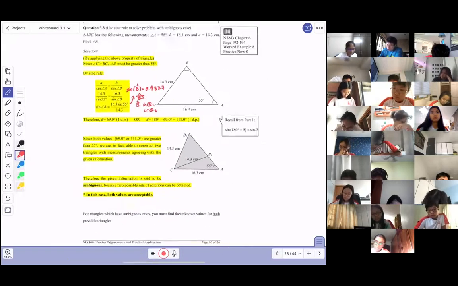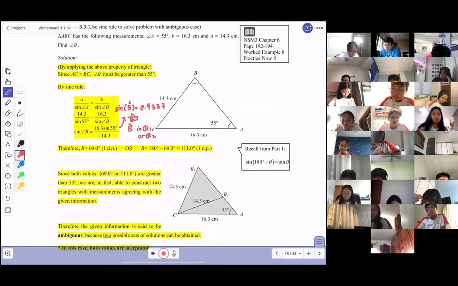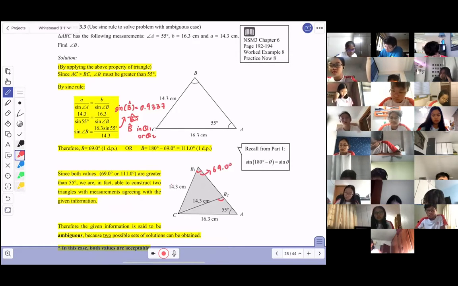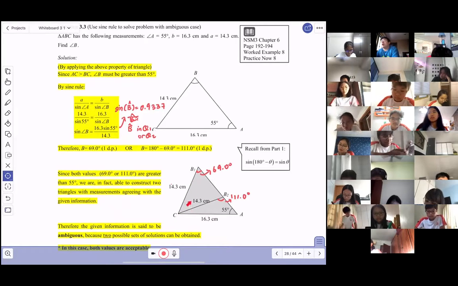So what are the possible triangles like? It can look like this, and it can also look like this. So you see your angle B can be here, and it can also be here. This is how a 69-degree angle looks, and this is how a 111-degree angle looks. Given the angle, it's possible for me to form two sides that are both 14.3. That's why it's ambiguous.